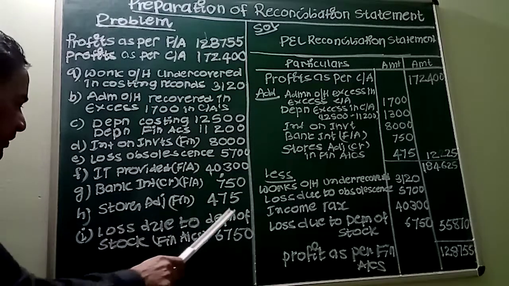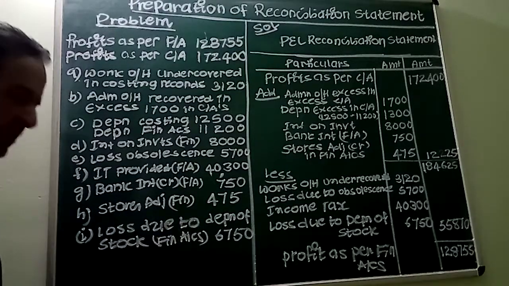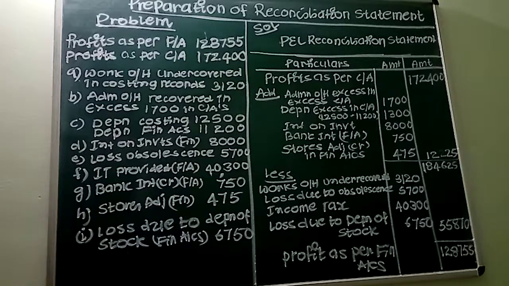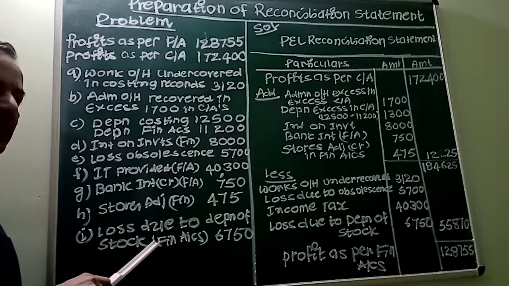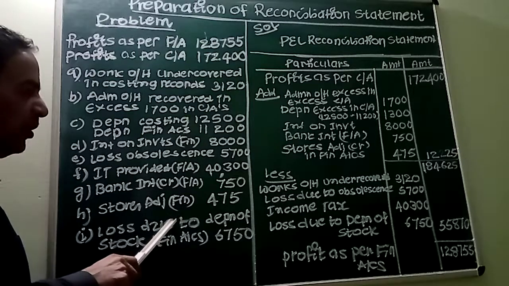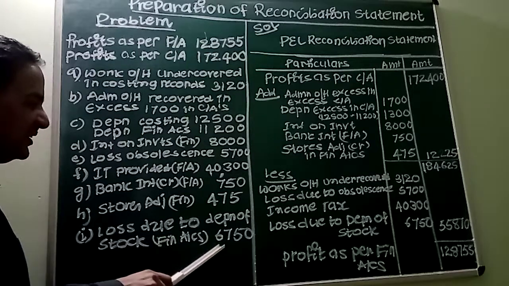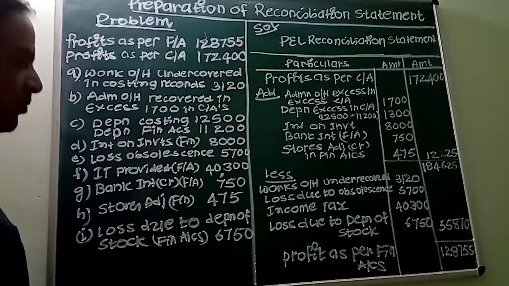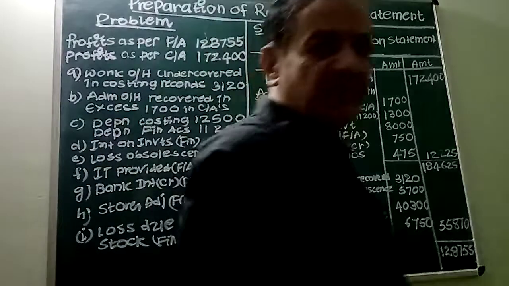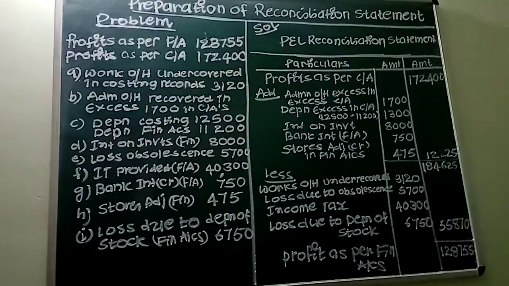Loss due to depreciation of stock in financial accounts. This is the charge or the loss which will be shown only in financial accounts. When you show this loss in financial accounts, definitely it will reduce the profit in financial accounts, so you must deduct it. See, this is the problem and this is the analysis of the problem. Now let us go to the solution part.